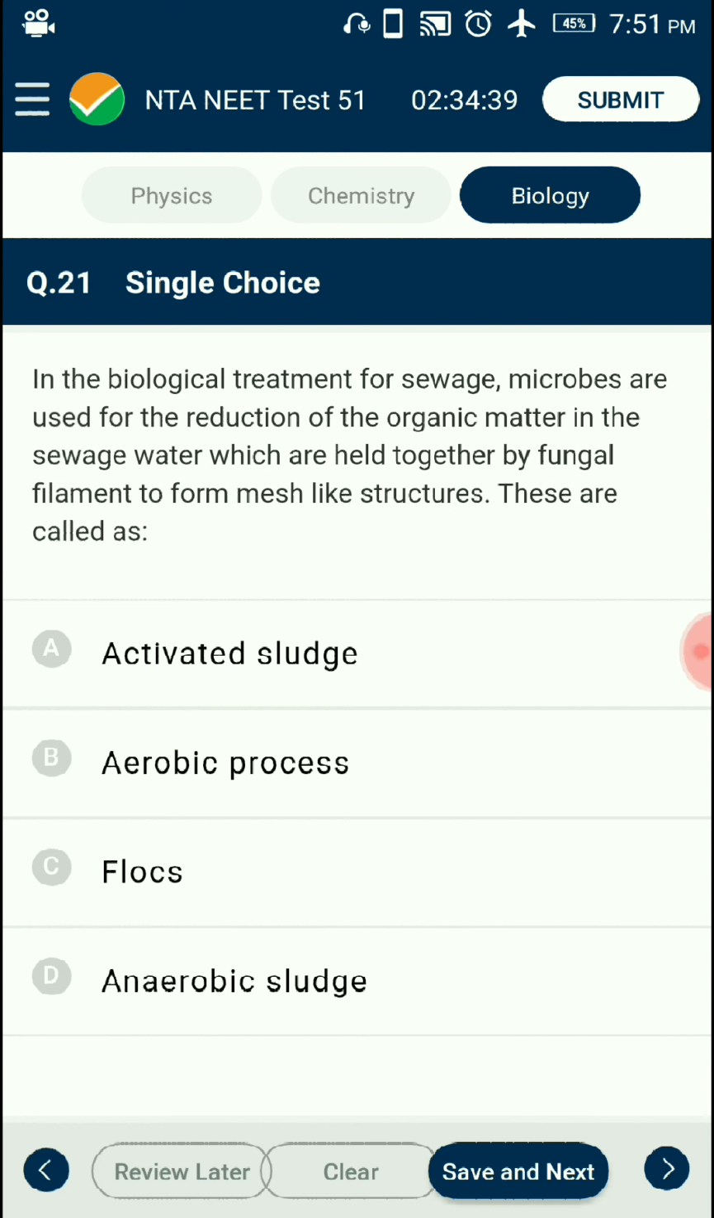Question number 21. Biological treatment for sewage. Microbes are used for the reduction of the organic matter in the sewage water, which are held together by a fungal filament to form mesh-like structures. These are called as. In the wastewater treatment process, the primary effluent is passed into the aeration tank for the secondary treatment. This is also called as biological treatment. The aeration tanks are constantly agitated and air is pumped. This allows for vigorous growth of aerobic microbes which help in the treatment. Such microbial growth is called flocs, which form a mesh due to the association of fungal filament with bacteria. So the answer for this question is option C, flocs.